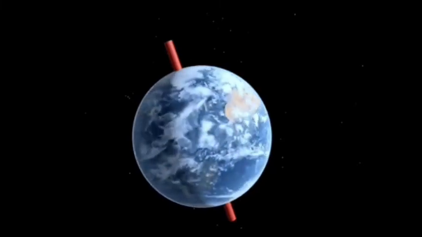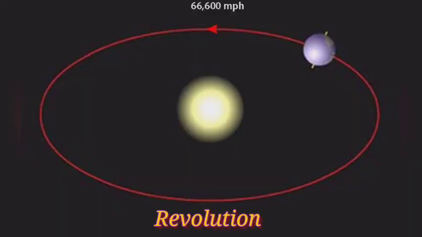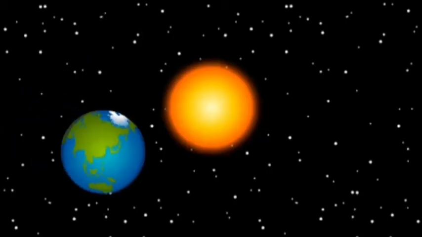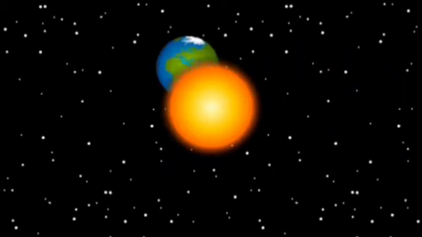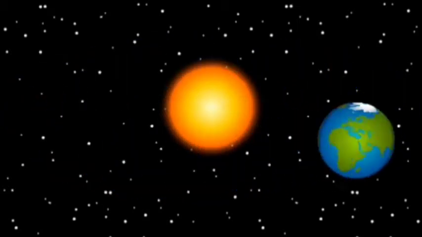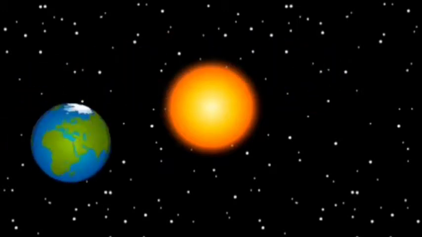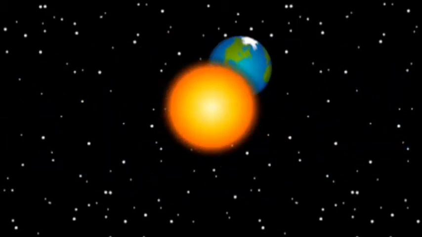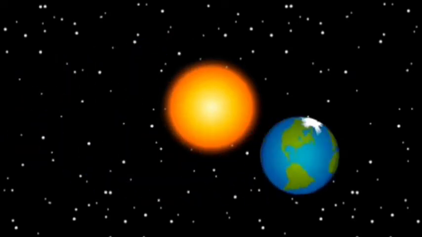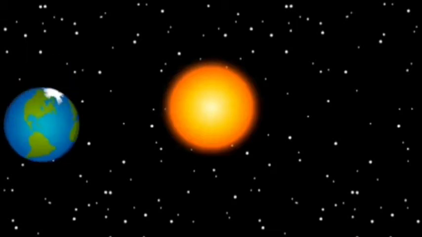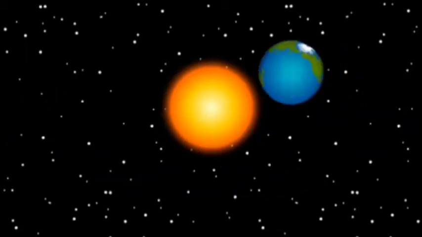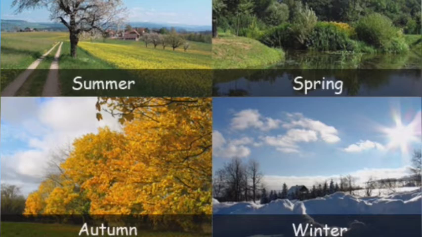Next one is revolution. Revolution means the earth moves around the sun in a fixed path. This path is called the orbit. The movement of the earth around the sun is called revolution. The earth takes 365 days and 6 hours to complete one revolution. How many days does it take to complete one revolution? The revolution of the earth causes changes in seasons. Because of this revolution we are getting the different seasons.